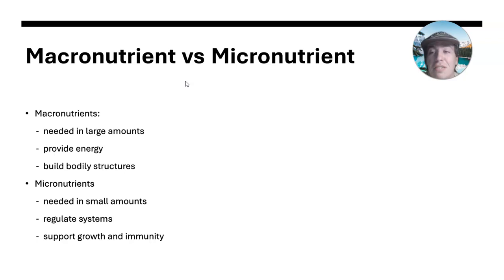Okay, macronutrients versus micronutrients. Macronutrients are needed in larger amounts in the body. They provide energy and help build bodily structures, and are the most common nutrients found in foods. Micronutrients are needed in small amounts to help regulate systems in the body and support growth and immunity. So, they help regulate macronutrients.